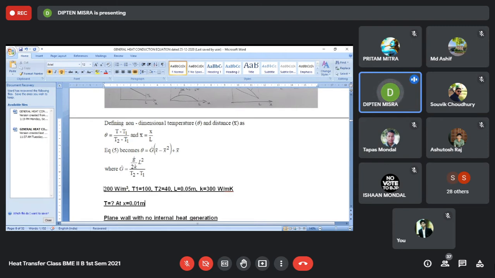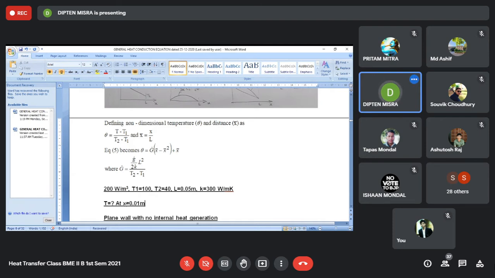There are different graphs, and what I'll do is calculate the value of G dot for our case. G dot will be equal to 200 into L square, means 0.05 square, by twice of K, means divided by 600, divided by T2 minus T1 equal to 60 Kelvin. With that, I can calculate the value of G dot, and once I find out G dot, I can also find out the value of x bar.